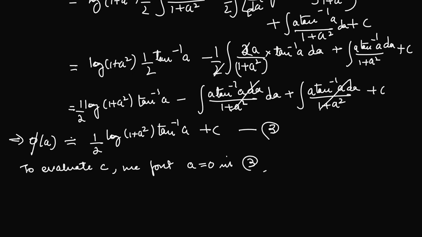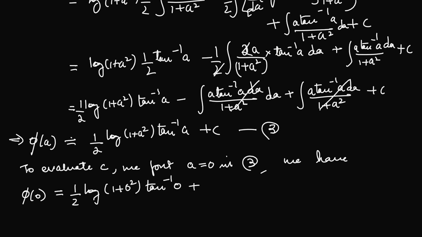In equation 3 we have phi of 0 on the left hand side is equal to half log of 1 plus 0 square tan inverse of 0 plus c, or phi of 0 is equal to half into, now log of 1 plus 0 square will be 1 and log of 1 will be 0, tan inverse of 0 will be 0, so in this case it will be 0 plus c. It implies that c is equal to phi of 0.